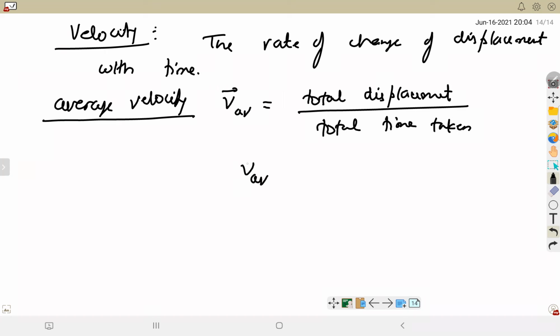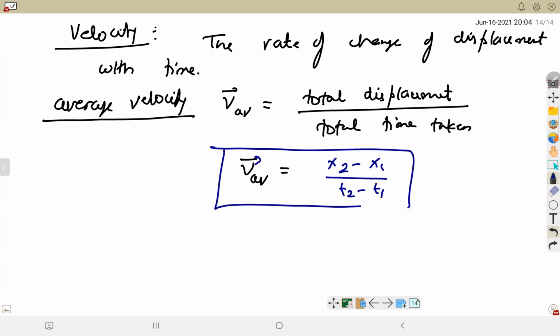Total displacement divided by total time taken. Because it is one dimension, displacement will be only final minus initial: x2 minus x1 divided by final time t2 minus t1. Total displacement is final position minus initial position, if the equation is known; otherwise we will calculate by joining the initial line to the final line. Right?